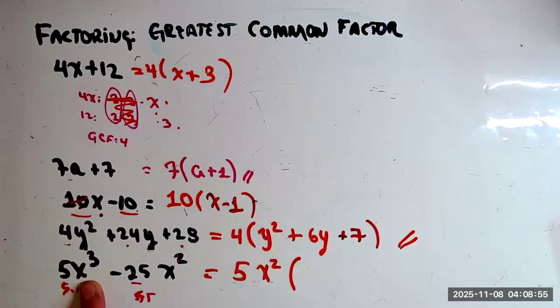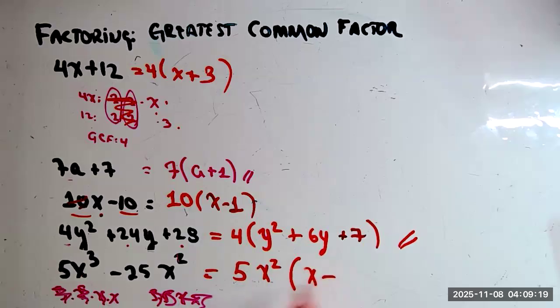So what do I leave behind here? Remember, 5 is 5 times x times x times x. This here will be 5 times 5, 2 x's. So we factor out 1 of the 5 and 2 of the x's. So here we leave behind x minus 5. And we're done.